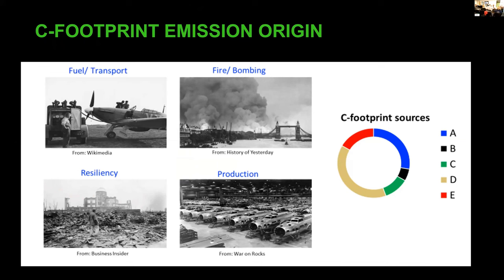We divide the emission sources into combustion of fuels, bombing, fire, smoke, manufacturing and production of war material, and energy consumption for adaptation and resilience, heating and cooling, that affected CO2 emission in war directly or indirectly.